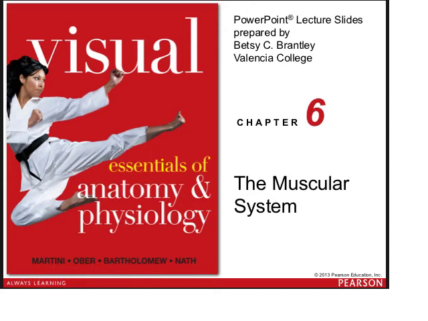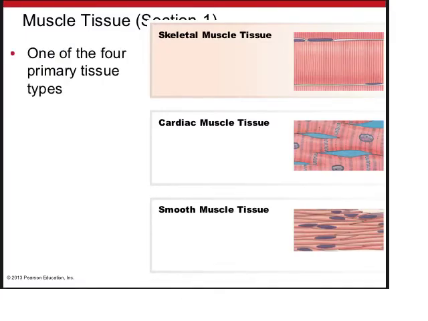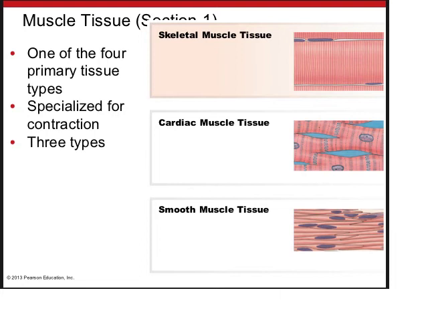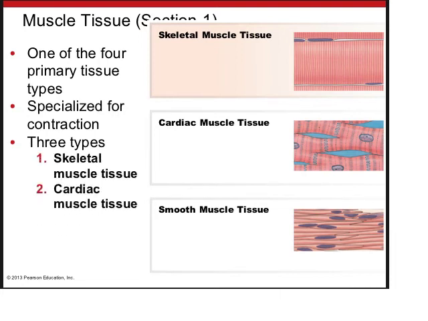Okay, welcome everybody. This is Chapter 6, dealing with the muscular system. So, muscle tissue is one of the four primary tissue types. It's specialized for contraction. There are three types of muscle tissue: skeletal, cardiac, and smooth muscle tissue.